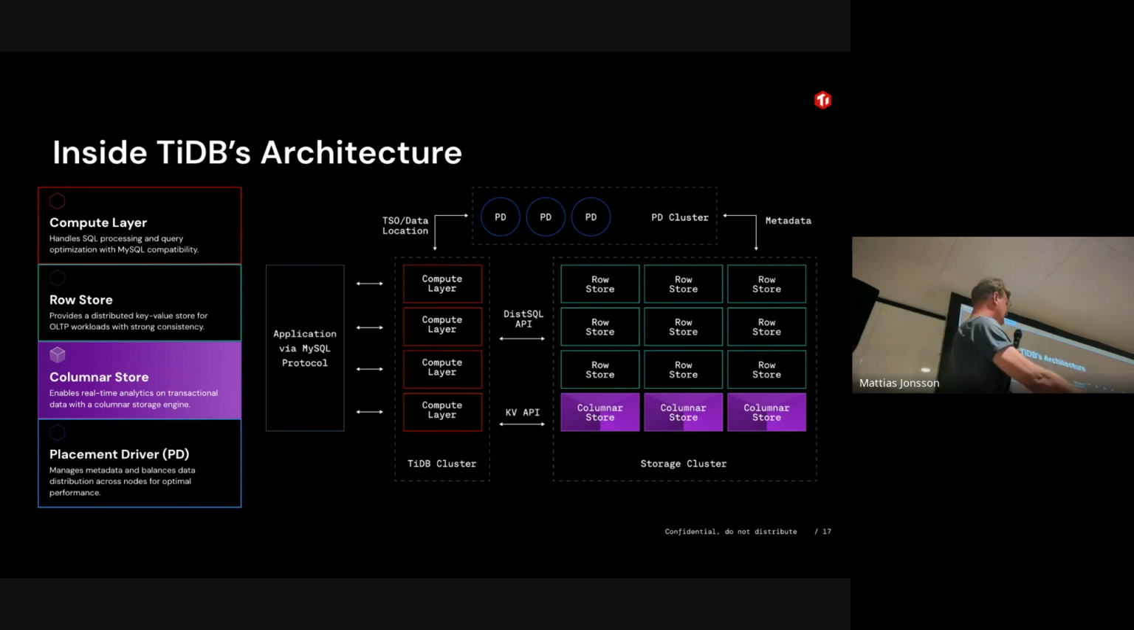So if it's a big scan, for example, on a single column, it would use the columnar store. If it uses an index lookup or something like that, then it would most likely be the row store.